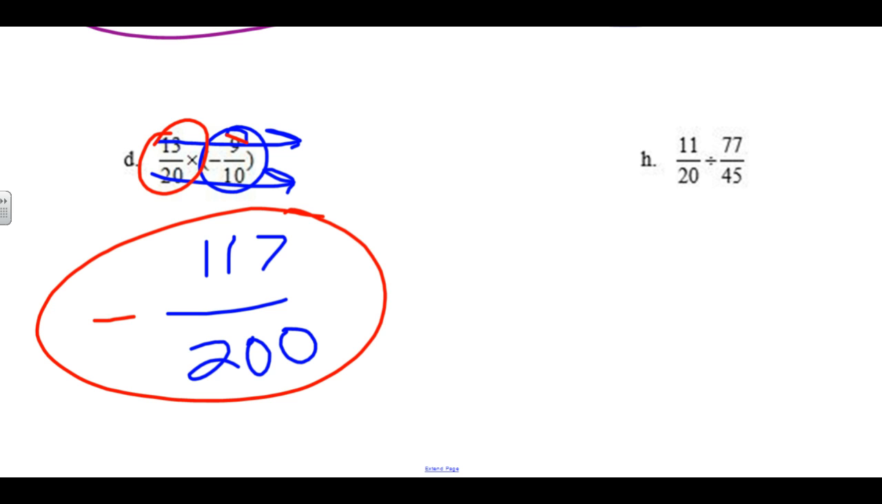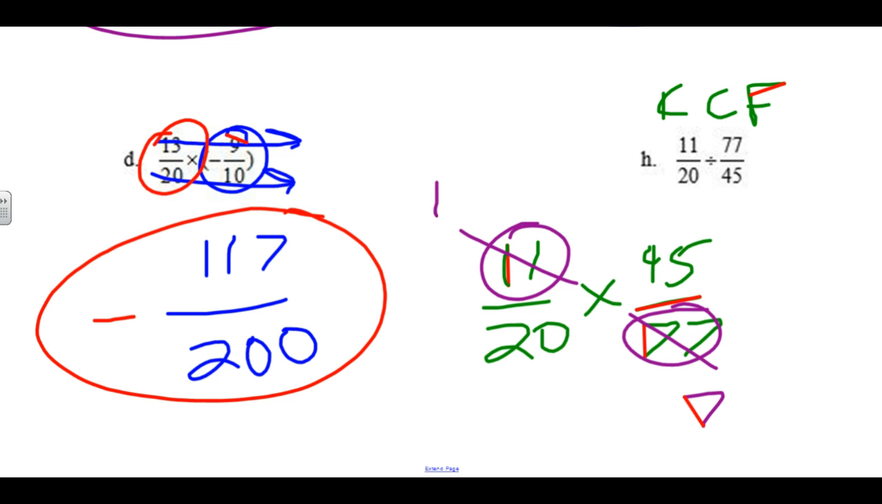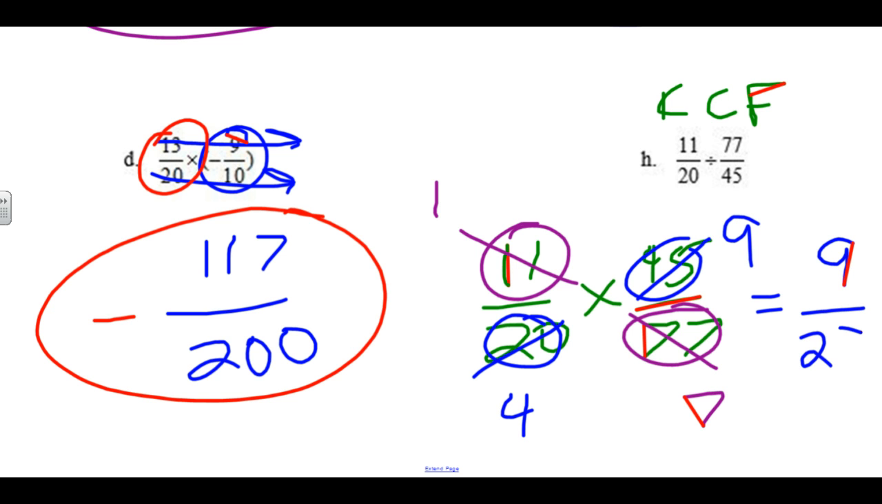And finally for H, we have our division, which is similar to our subtraction strategy, except this is keep, change, flip, rather than keep, change. 11/20 times 45 over 77. I'm going to simplify now. You can always multiply first if you want, but I'm going to simplify now. The 11 and the 77 can both be divided by 11 to get 1 and 7. And the 45 and the 20 can both be divided by 5 to get 9 and 4. So in the end, when we multiply across, we get 9/28. And that is what we want to get for H.